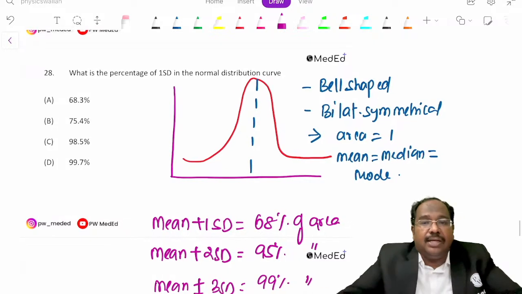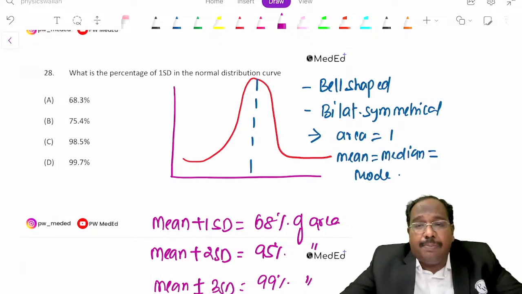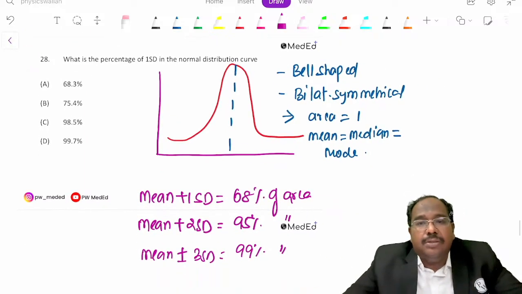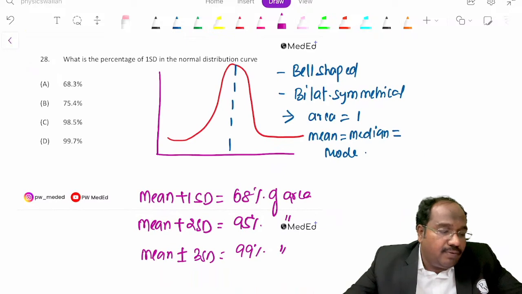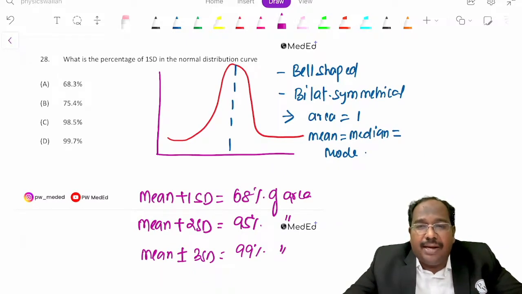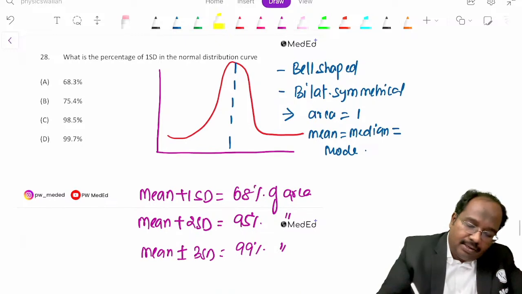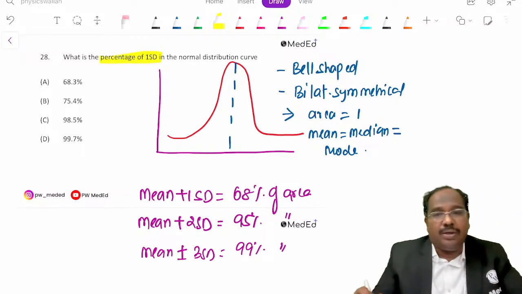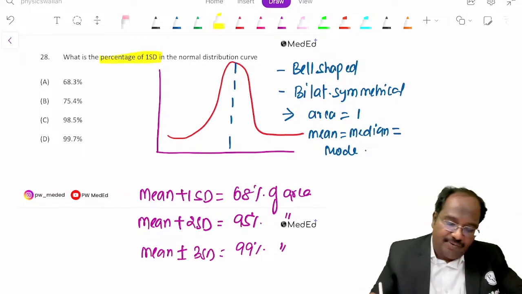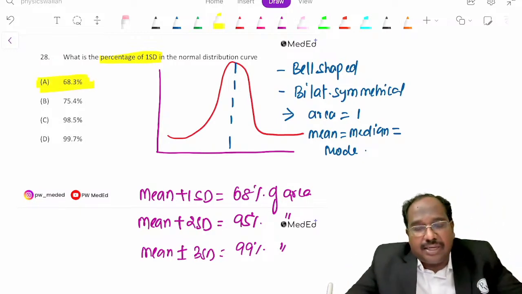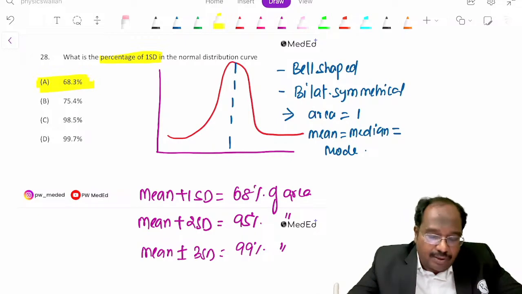Now answer the question, guys. What is the answer here? I'm not going into detail, but the basic concept is fine. This is a normal distribution curve: bell shape, bilateral symmetrical, area 1, mean, median, mode all the same. The question is what percentage is 1 standard deviation? So 1 standard deviation is how much here? 68.3%. This is the concept.